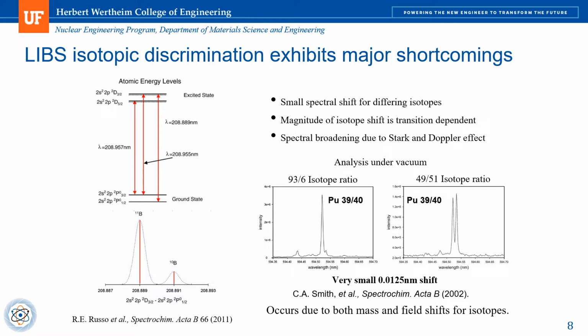These spectral shifts are small and they vary quite drastically for different elements. The magnitude of the isotope shift makes it difficult to separate due to Stark and Doppler effects observed in the spectra. And when optimized, most of these analyses are performed under rarefied conditions or inert atmospheres, and require a significant number of spectra to be acquired, in the thousands typically.